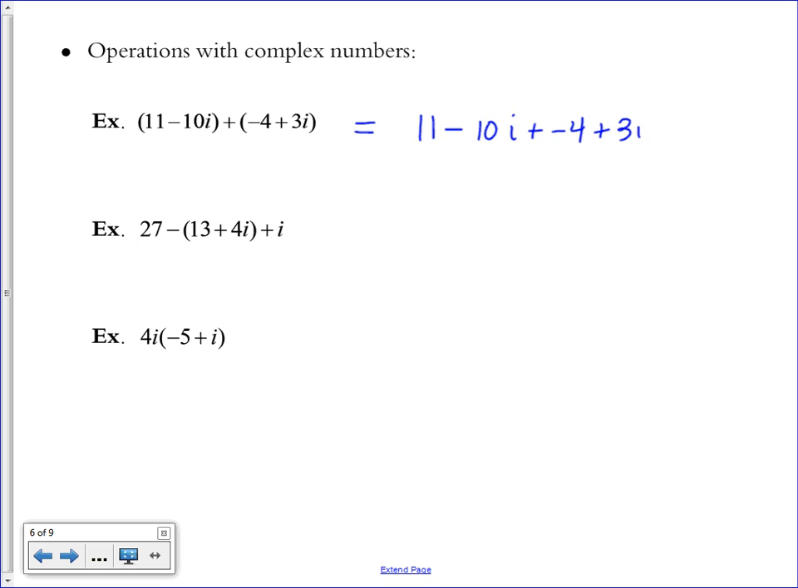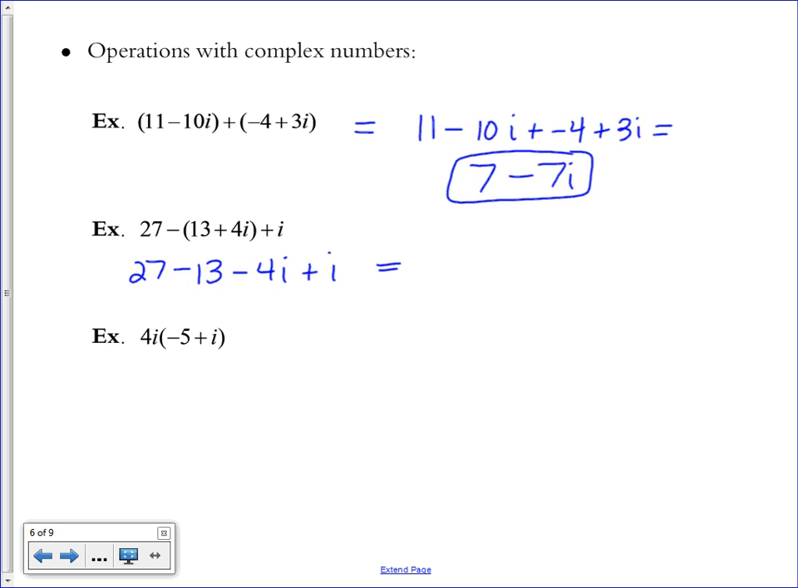And then you're just looking for like terms to combine, and we want to write our answer in standard form for a complex number. So the 11 minus 4 comes first. The minus 10i plus 3i becomes minus 7i because I've combined like terms, and that's in standard form. The next one, I do have a minus sign to distribute, so I'm going to remove the parentheses by distributing the minus sign first, and then I want to look for like terms to combine.